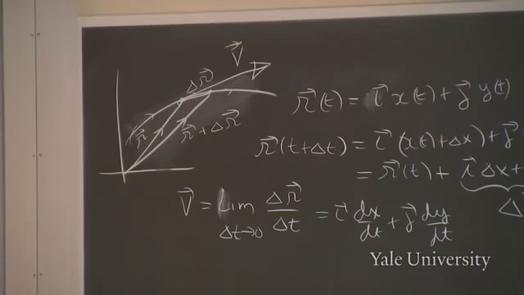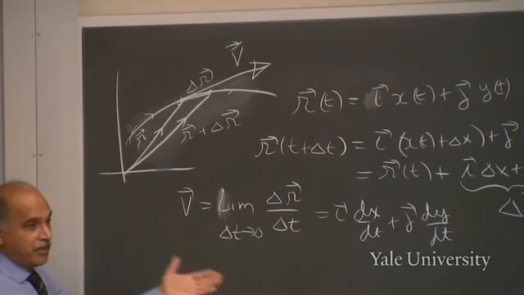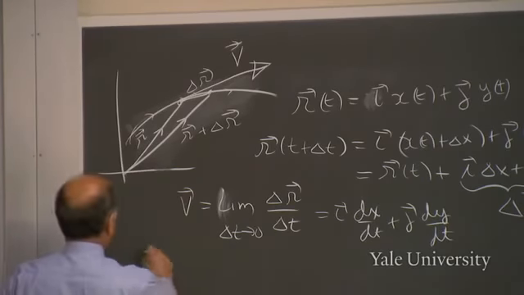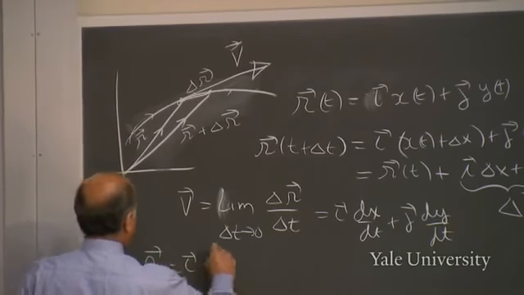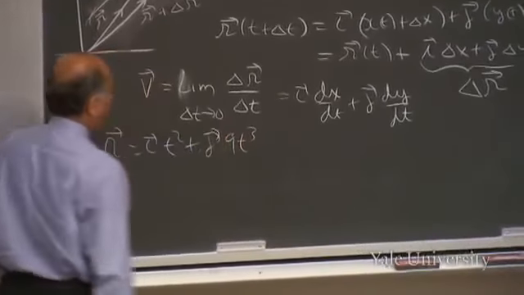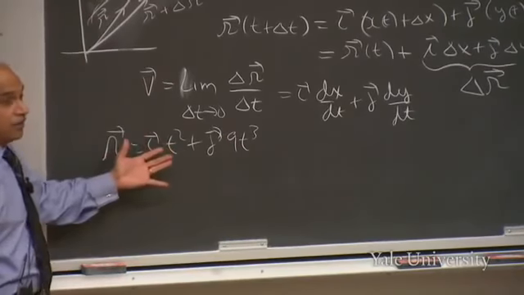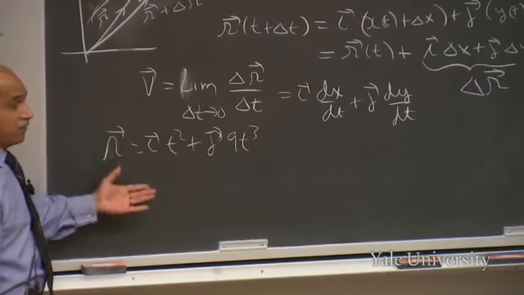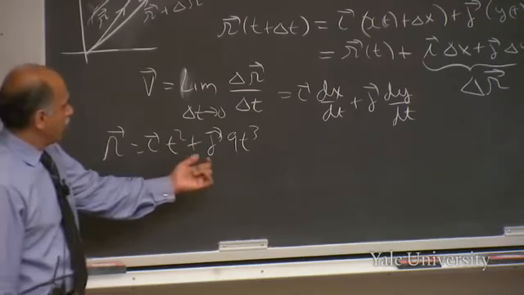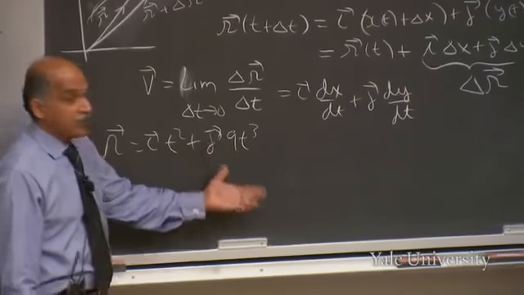So if I gave you the location of a particle as a function of time, you can find the velocity by taking derivatives. For example, if I say a particle's location is i times t squared plus j times 9t cubed, for every value of time, you can put the numbers in, and you can find the velocity by just taking derivatives. Derivative of this guy will be 2t times i plus what? 27t squared times j.